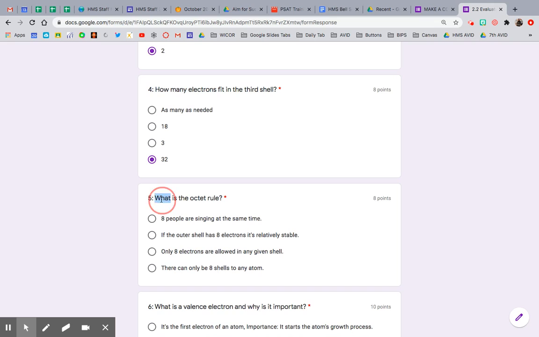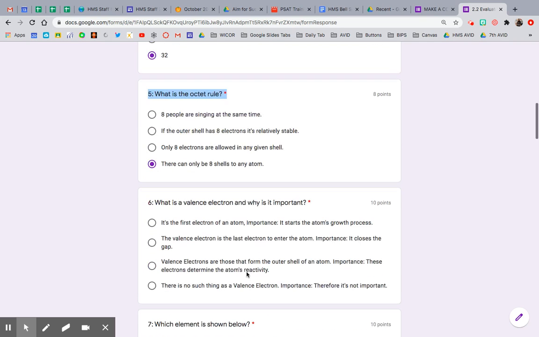What is the octet rule, number 5? 8 people are singing at the same time. If the outer shell has 8 electrons, it's relatively stable. Only 8 electrons are allowed in any given shell, or there can only be 8 shells to any atom.